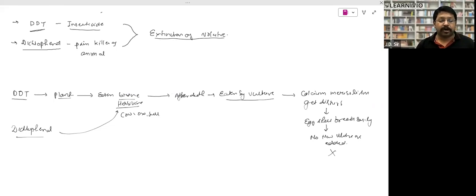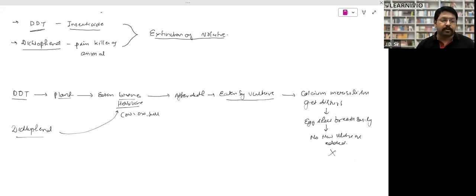The accumulation takes place in the body of the bovine, cattle, right? When these cattle die, after the death, they are eaten by the vulture. When vultures eat these dead animals, the insecticide gets accumulated in the body of the vulture. Inside the vulture, calcium metabolism is disturbed. Because of this, the eggshell becomes thin and breaks easily. So there was no addition, right? Reproduction stopped. The same thing with diclofenac.